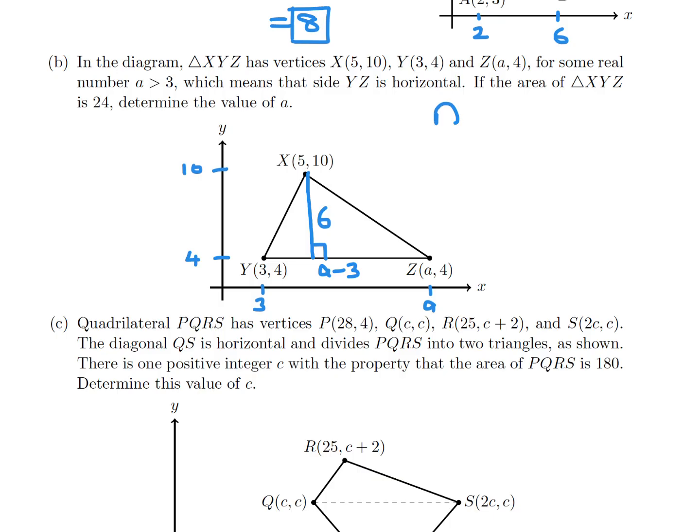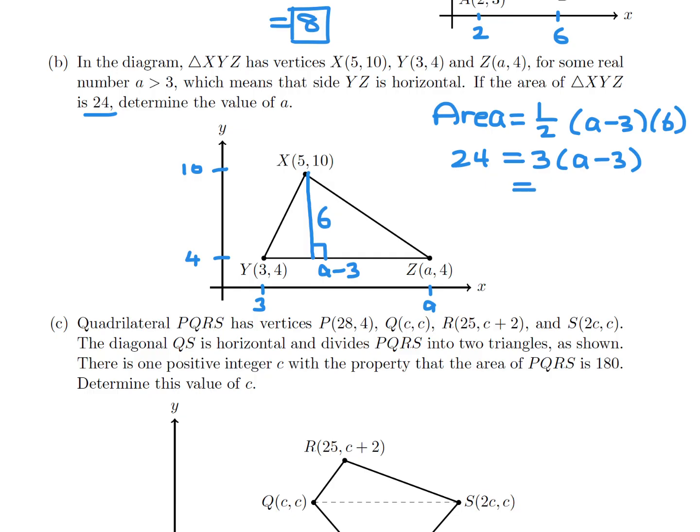So the area would be 1/2 base times height. The base is A minus 3, and the height is 6, correct? And then they actually tell you the area is 24 right there. So 24 is 3 times A minus 3, divided through by 3, and we get 8 is A minus 3. Therefore, A is 11.